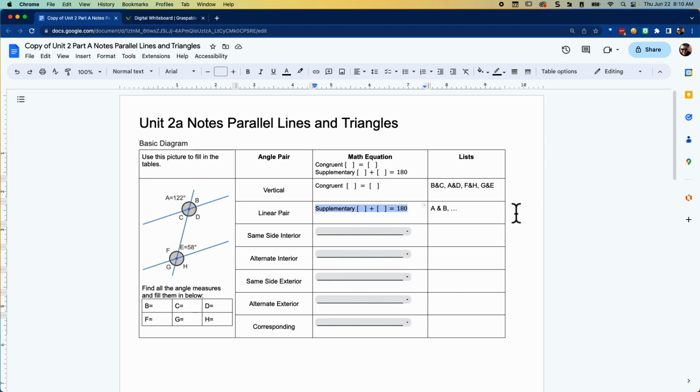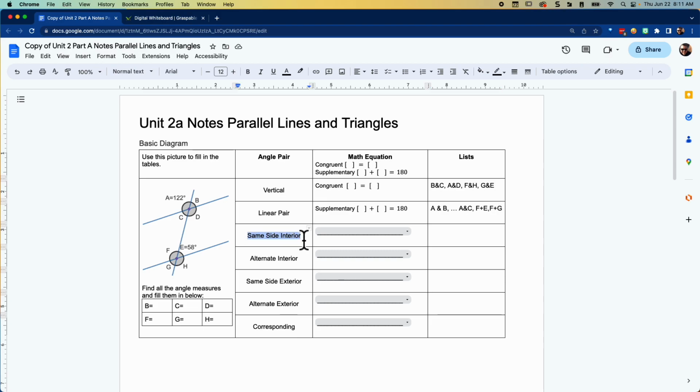So I know that A and B add up to 180. I could also say A and C add up to 180, F and E. So F plus E equals 180, F and G. All of these are making a straight line whenever you look at them. So we have A and B, A and C, F and E, F and G. We also have B and D, E and H, G and H, C and D. All those are making straight lines. Vertical angles, we have BC, AD, FH, EG, or G and E.